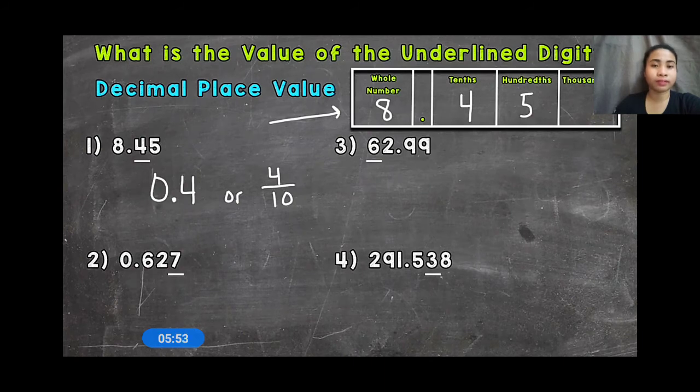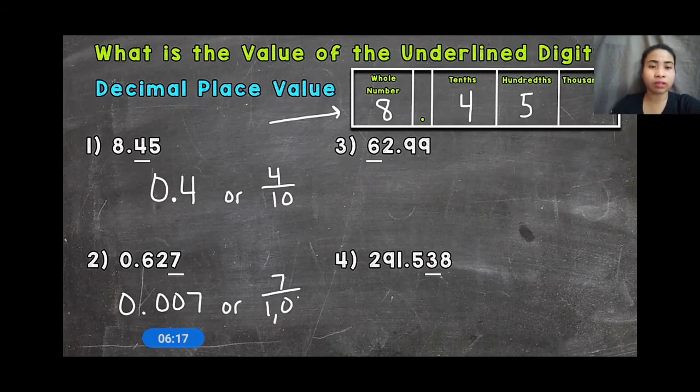So again, remember, the place a digit is sitting will determine that digit's value. That 7 does not have a value of 7 because it's sitting in the thousandths. So it has a value of 7 thousandths. And we can write the value as follows. 7 thousandths, or we can write it as a fraction. 7 thousandths. On to number 3, where we have 62 and 99 hundredths.